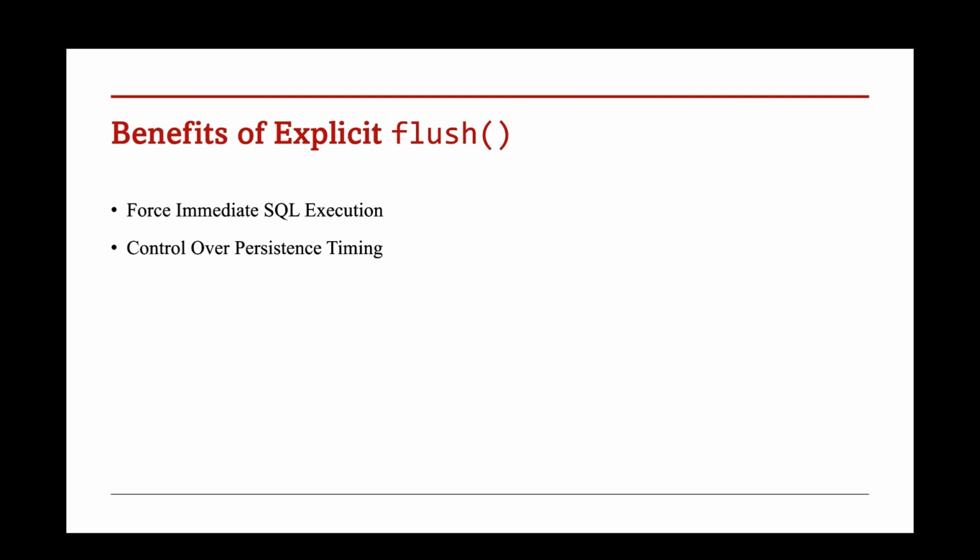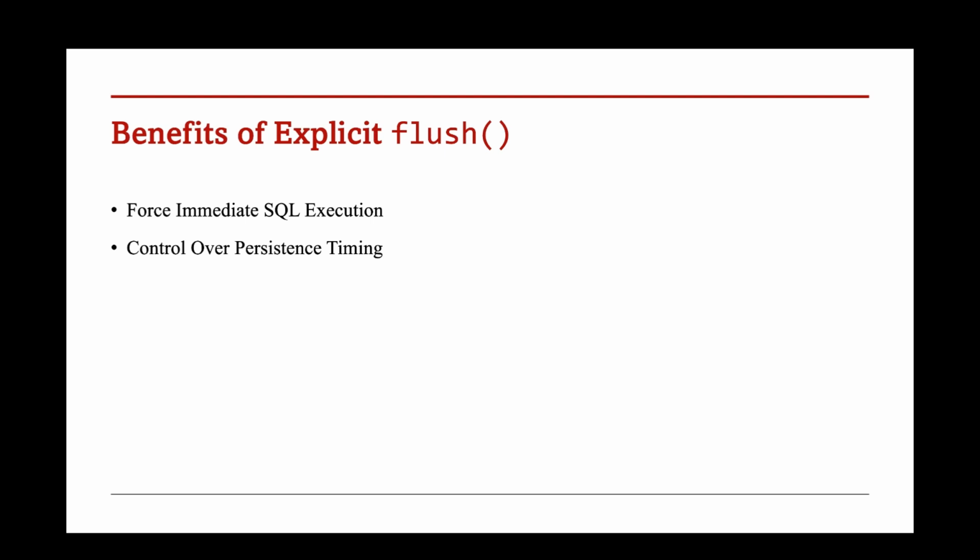Next up, let's talk about control over persistence timing, one of the most powerful reasons to use flush. Imagine this situation. You just updated or inserted some data using JPA. And now you're about to run a native SQL query or maybe a read operation that depends on that updated data. Now here's the catch. JPA doesn't immediately push those changes to the database. It waits until the transaction commits or a query forces a flush. So if you run your read query without flushing, you might get stale or incomplete data.